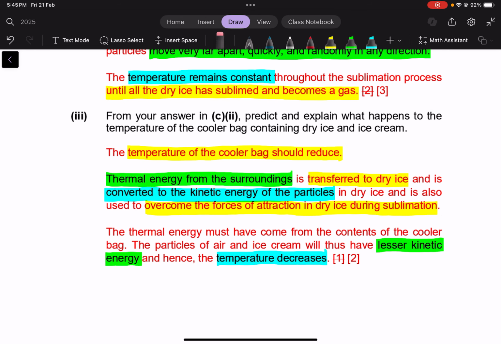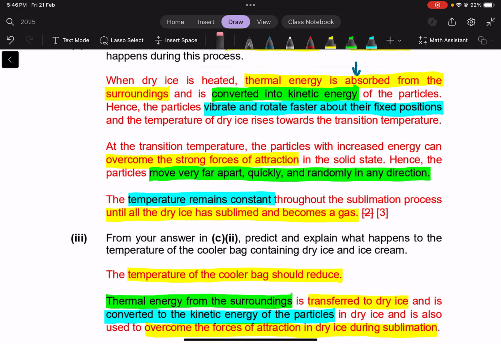Now for part 3, what happens to the temperature of the cooler bag containing dry ice and ice cream? The temperature of the cooler bag should reduce because when dry ice goes through sublimation, the kinetic energy of the particles is used to overcome the forces of attraction, so the particles of air and ice cream will have lesser KE. If there's a decrease in KE, the temperature of the contents will decrease.